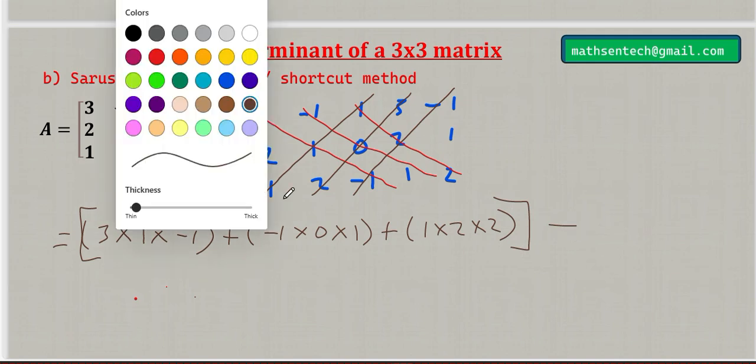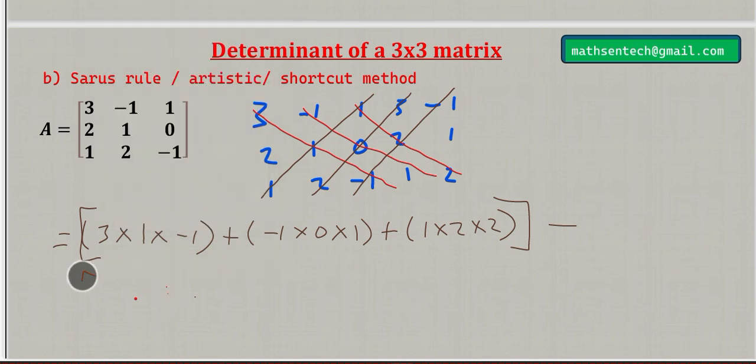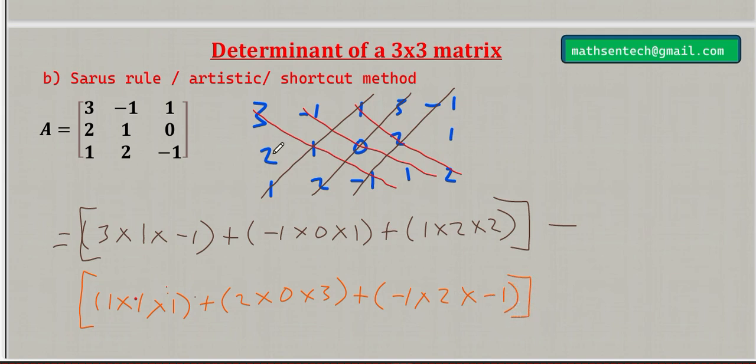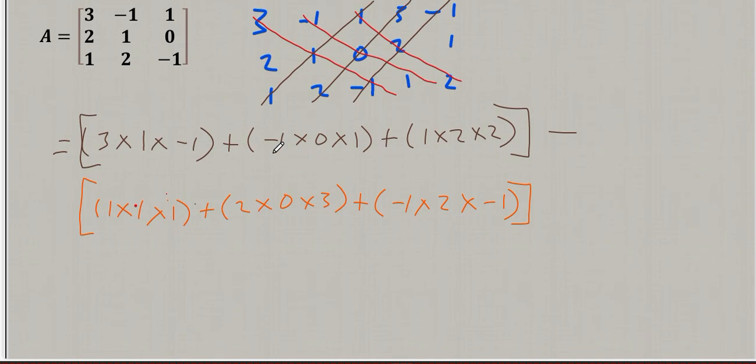Now we go to the next one. I'll kindly use another pen. So this will now be, remember now we are on the other side, the brown one. So that will be now 1 times 1 times 1 for the first one. Then plus 2 times 0 times 3. Now the third one plus negative 1 times 2 times negative 1. You close the brackets. So now when we do now the very first one, that's 3 times 1 times negative 1.